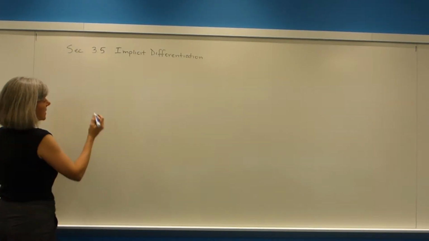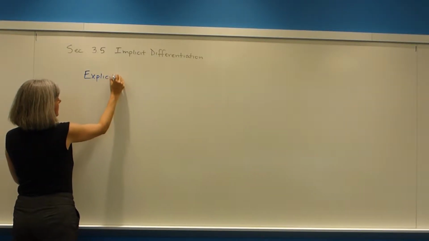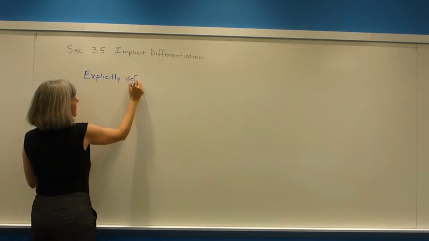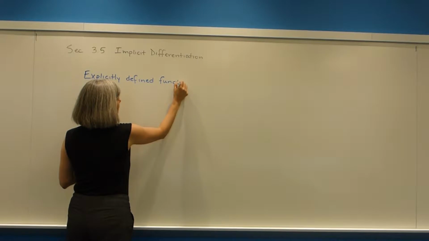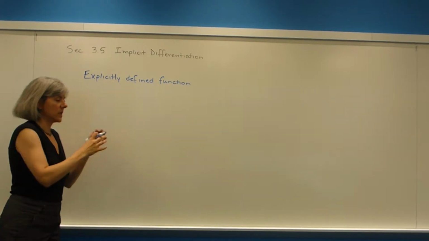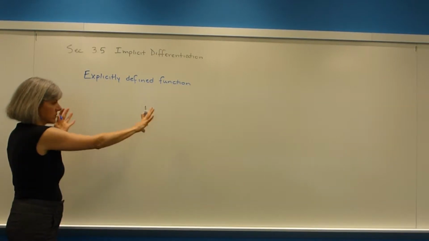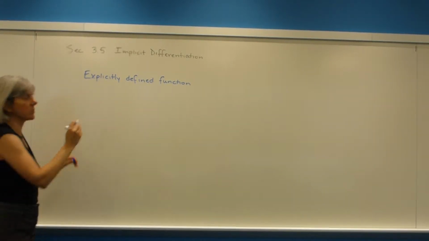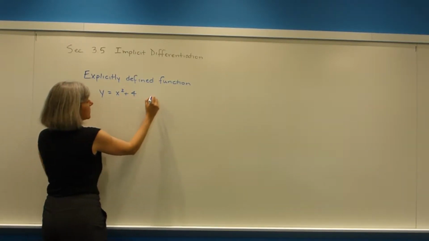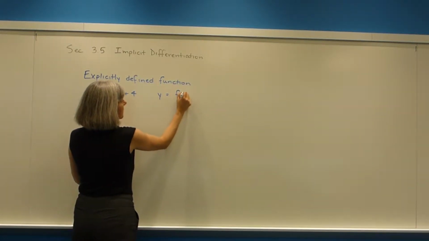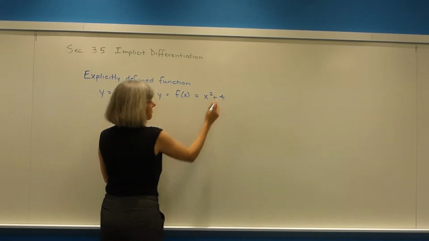So first let's define what explicit means. An explicitly defined function is one where the dependent variable is on one side by itself, equal to some explicit definition that you can write down. So an example would be y equals x squared plus 4. I can write that as y equals a function of x, and that function is x squared plus 4.